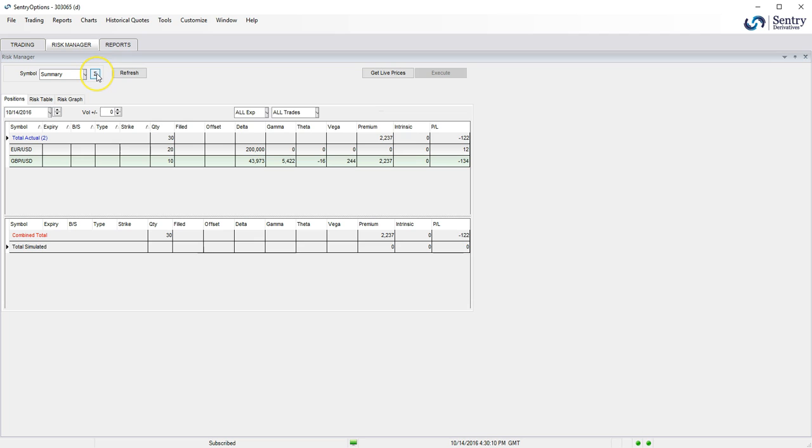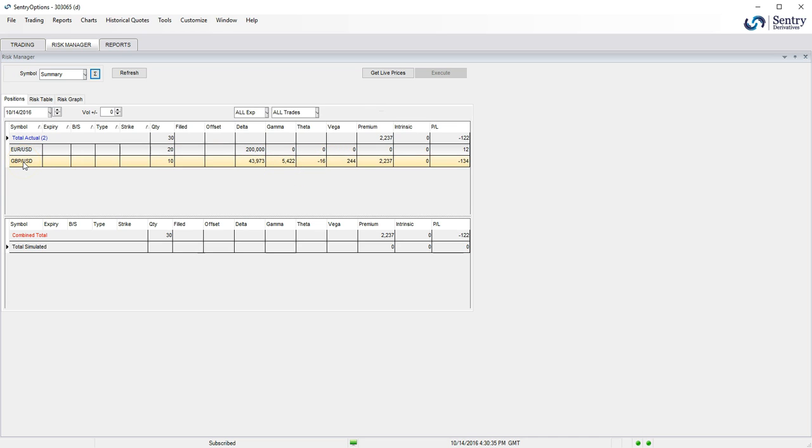When I click this sigma, I refresh my page and I can see all of my positions. In Eurodollar, I've got a net delta from all of my Eurodollar positions of 200,000 Eurodollar. And in sterling against the dollar, or cable, I have a net delta of 43,973. And I have Vega because here I have an option. What does it look like?